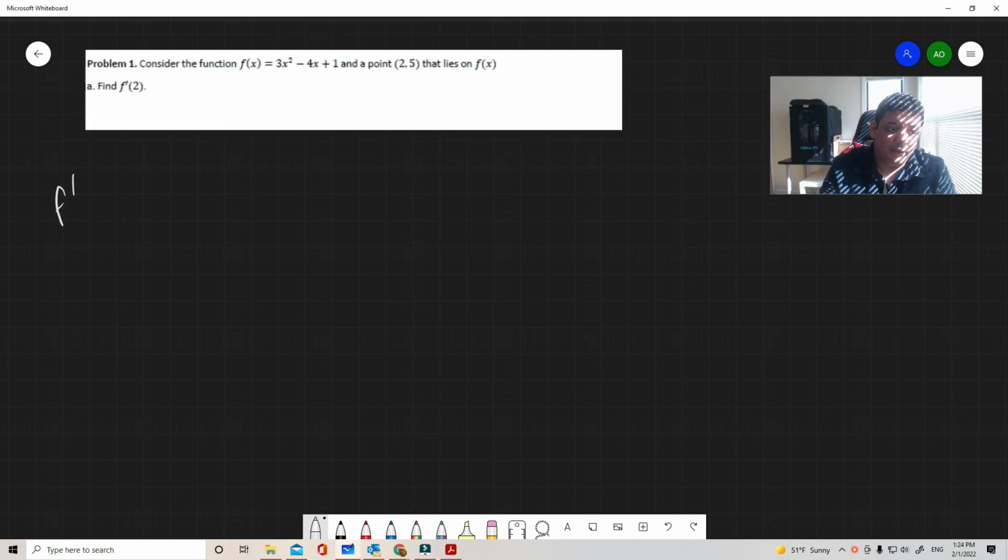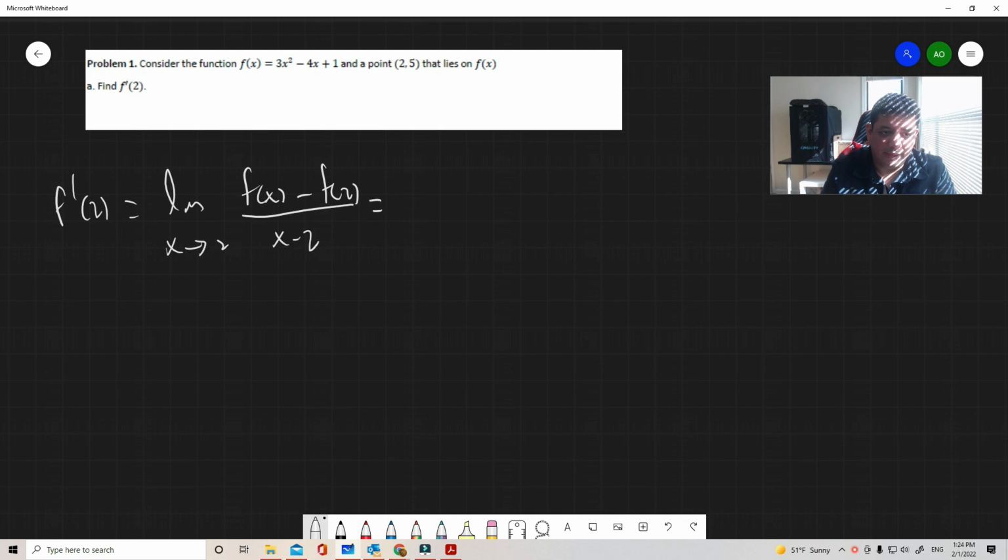So to calculate f prime of 2, we can use the limit as x goes to 2 of f of x minus f of 2, over x minus 2. And that essentially is going to be the function 3x squared minus 4x plus 1 minus 5, which is the value of f of 2, over x minus 2.